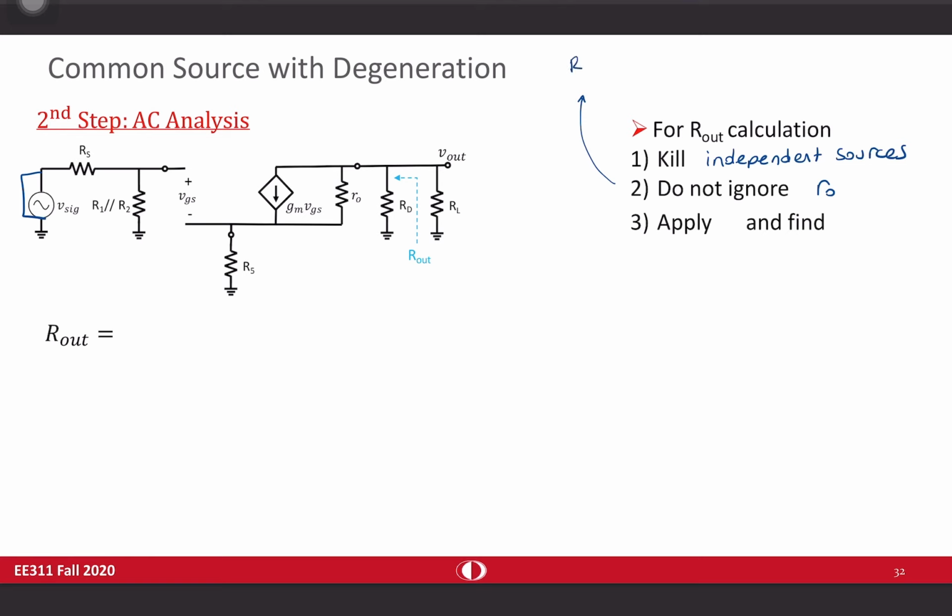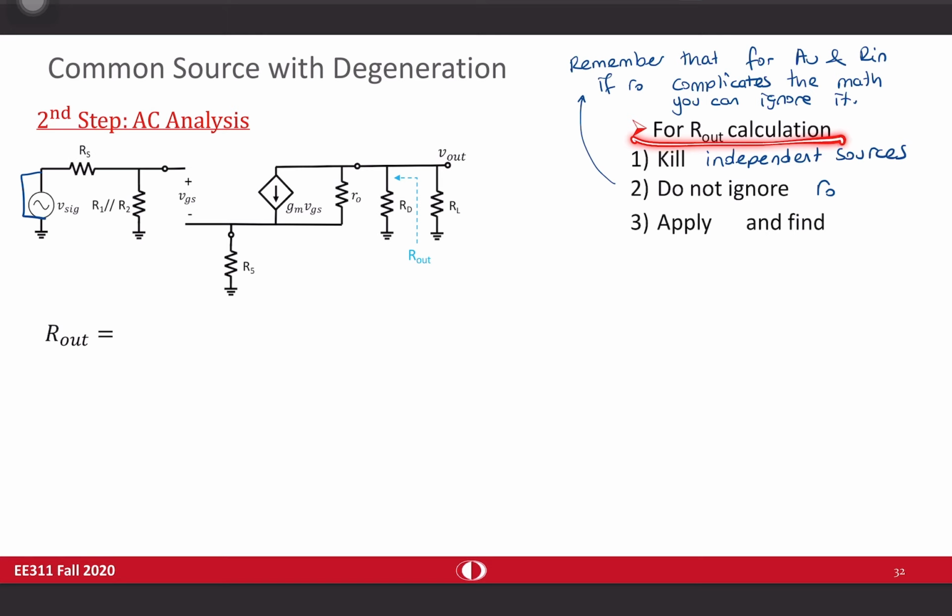So remember that for Av and Rin, if R0 complicates the math, what I mean by this, if one end is not grounded, you can ignore it. But never do it for Rout calculation. It's not allowed because Rout all depends on R0 value.